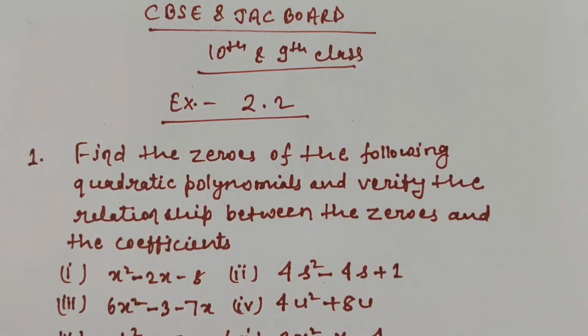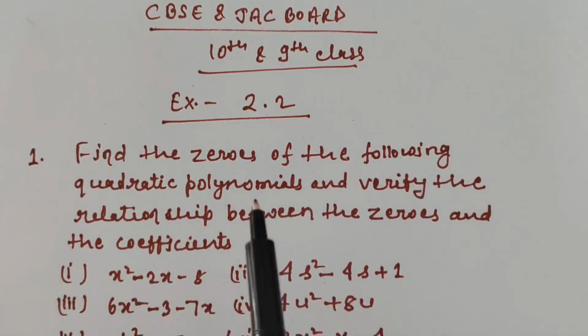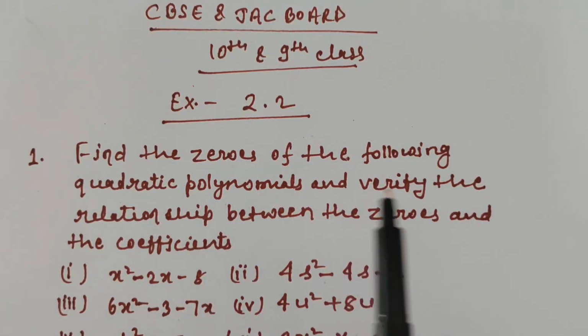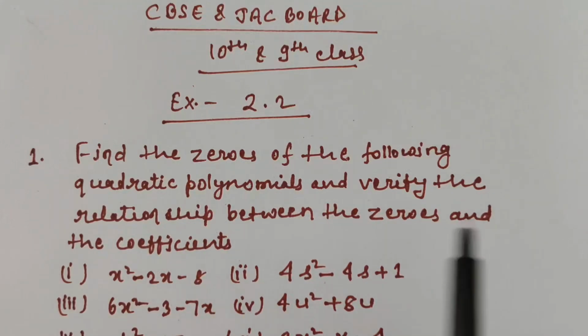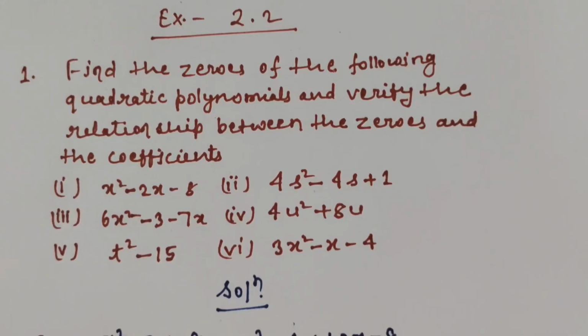Let's start on how to solve these equations. The first question tells us to find the zeros of the following quadratic polynomials and verify the relationship between the zeros and the coefficients. These are quadratic polynomials because the highest degree of each polynomial is 2. In the second equation also the highest degree is 2, so these are called quadratic polynomials.